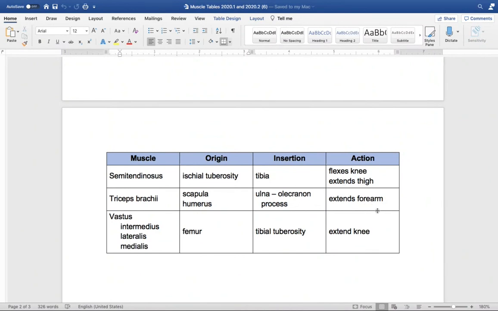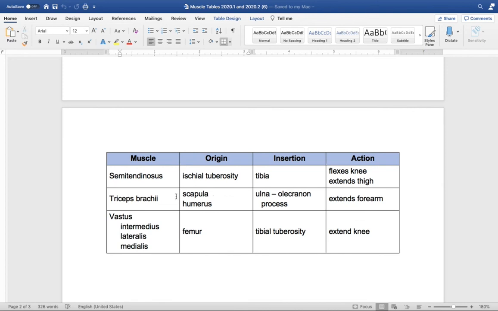Now you can also deduce this from its origin and insertion, but by knowing that the triceps brachii is the antagonist to the biceps brachii, you will know that the action of each of those muscles will oppose the action of the other one. So if the biceps brachii flexes the forearm, the triceps brachii is going to extend the forearm. So more specifically, we will see three origins.